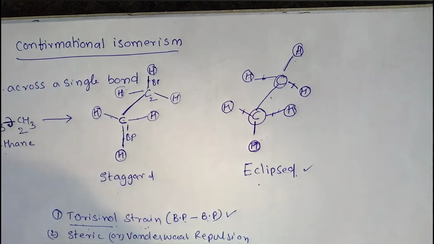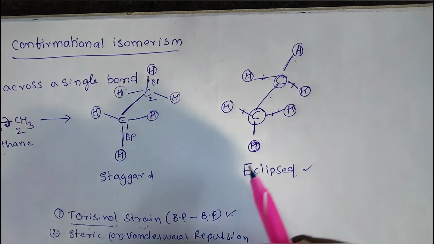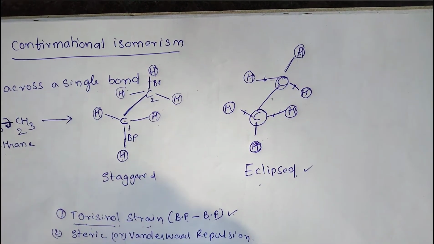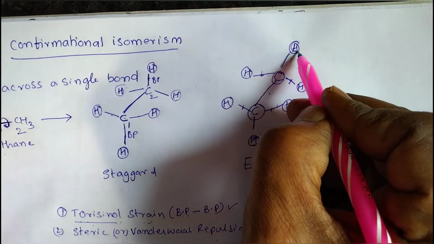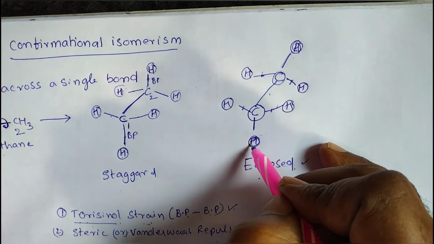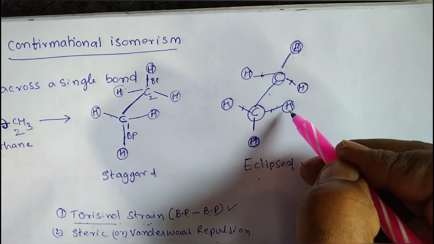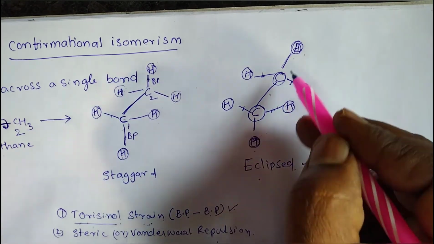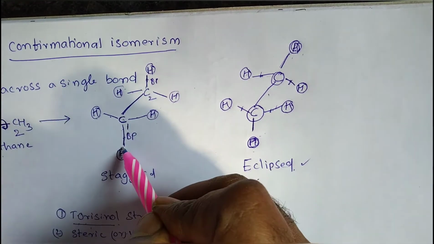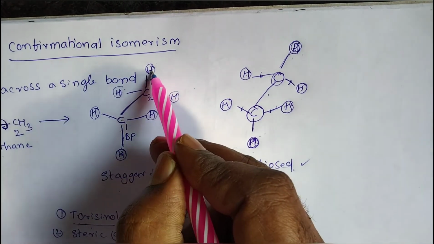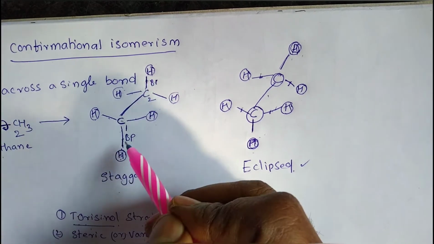That is torsional strain, and second, steric hindrance. Steric hindrance depends upon the size. Here the hydrogen atom is small in size, and this atom is exactly behind that one, so steric hindrance is there. But in the staggered case, this atom and this atom are in exactly opposite directions. Because of the opposite location, torsional strain or repulsions are very less.